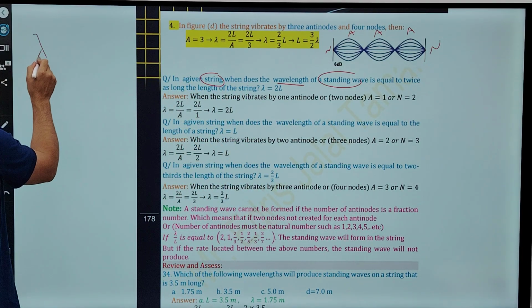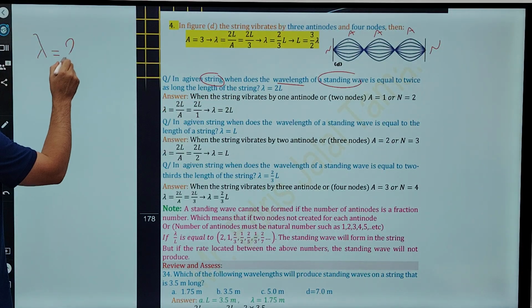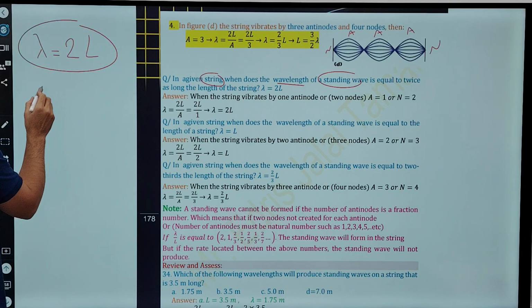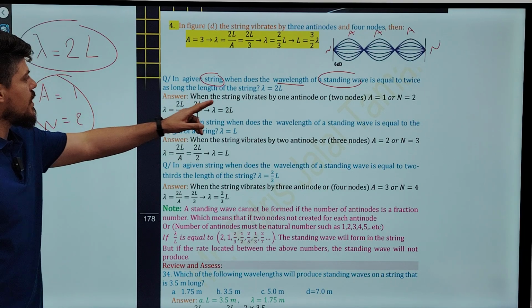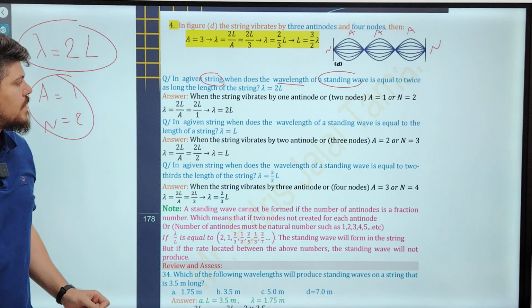The question says, when is the wavelength equal to twice the length of the string? When does this happen? If the string vibrates with how many antinodes? 1 antinode. How many nodes? 2 nodes. When the string vibrates with 1 antinode or 2 nodes.